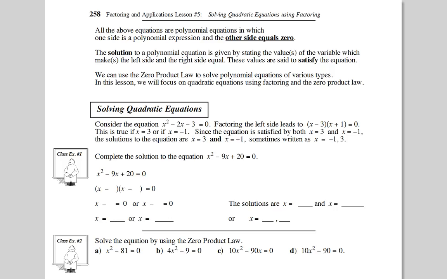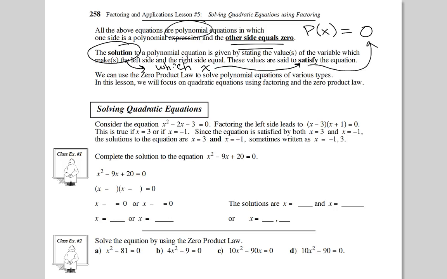Okay, so all the above equations are polynomial, and the other side is 0. So basically you have some polynomial p of x and it equals 0. And then we want to find the solution, which is: which x satisfy 0? Which x is going to make this polynomial 0?